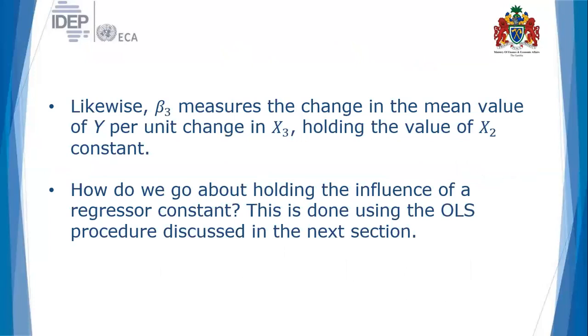Likewise, beta 3 measures the change in the mean value of y per unit change in x3, holding the value of x2 constant. So we are taking partial effects, not all of them at the same time, one part holding the other part constant. That's why they're referred to as partial regression coefficients. How do we go about holding the influence of the regressors constant? This is done through the OLS, ordinary least squares procedure, which will be discussed next.